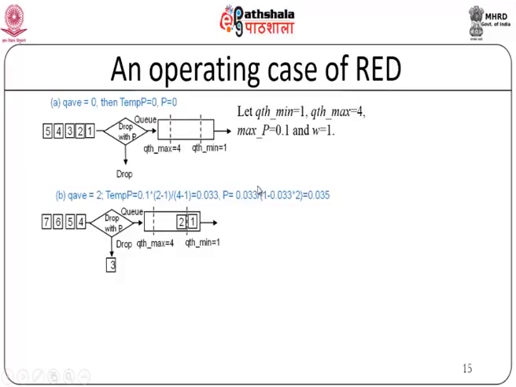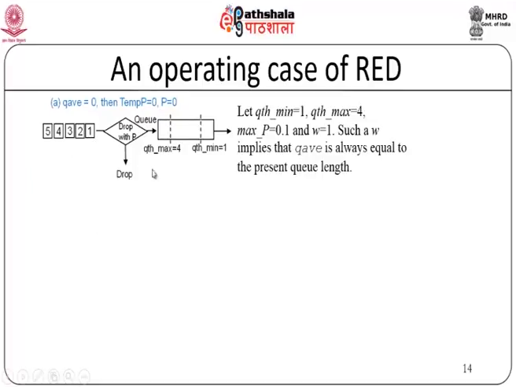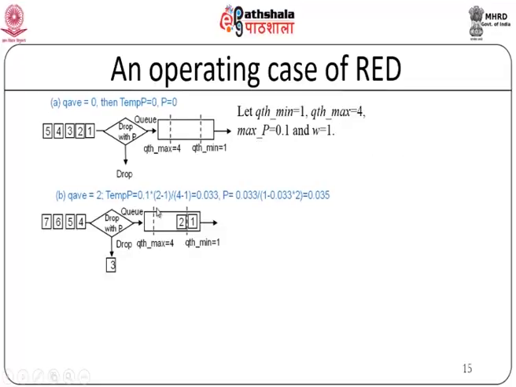So if you look at this, initially when packets are coming in, the temp P value will be 0, P is equal to 0, because the average length is 0. So no packets are dropped. Initially packets start getting queued. Let us say 2 packets are there in the queue. Now the average queue length is 2. So your temp P is calculated as 0.1 into (average minus minimum threshold) 2 minus 1, divided by (maximum threshold minus minimum threshold) 4 minus 1, which comes to about 0.033, and we have not dropped any packets so far.